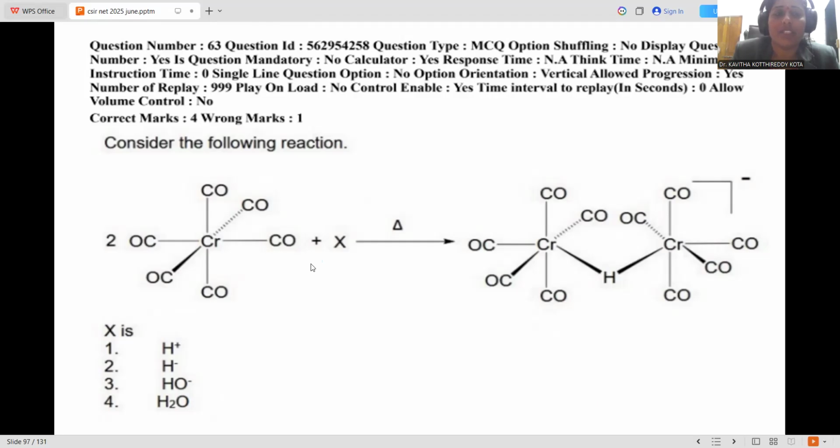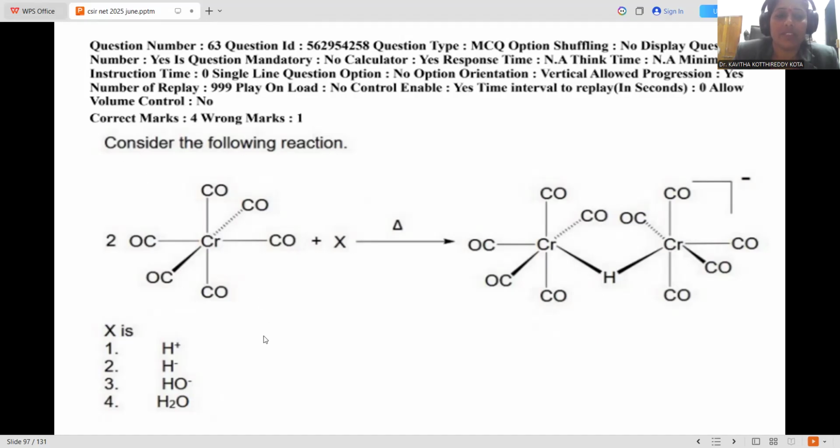Consider the following reaction. This is the one we have taken from the CSIR NET previous question paper, June 2025. A series of sessions has already been conducted, which are available at Dr. Kavitha Chemistry Academy. Now we have entered question number 63. Earlier previous solved papers are available at this channel. So let me introduce today's session. Here is the question related to inorganic chemistry.